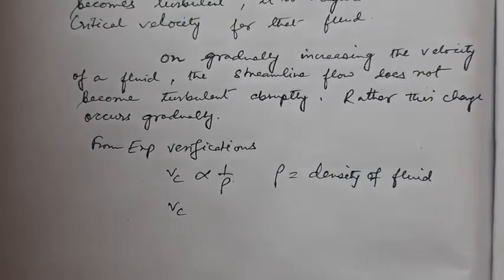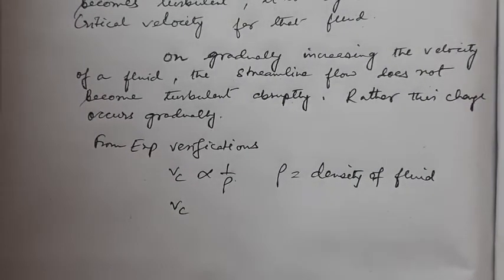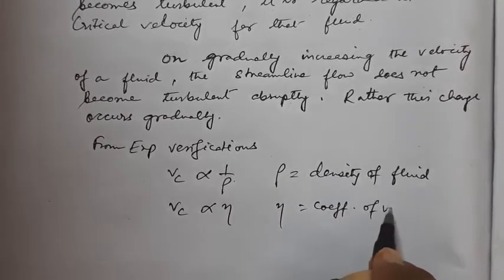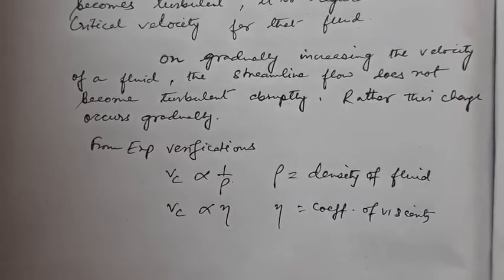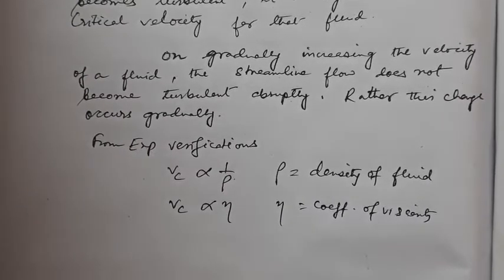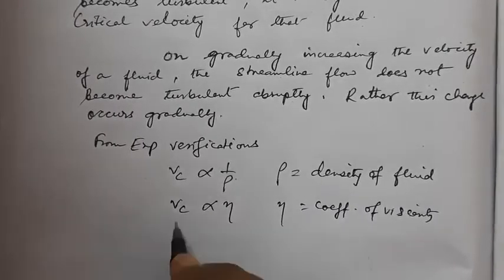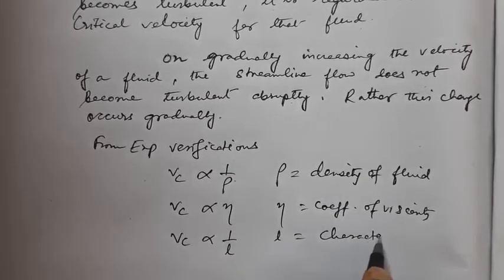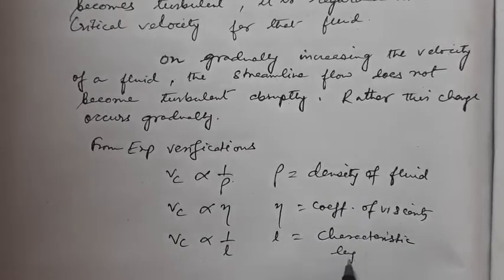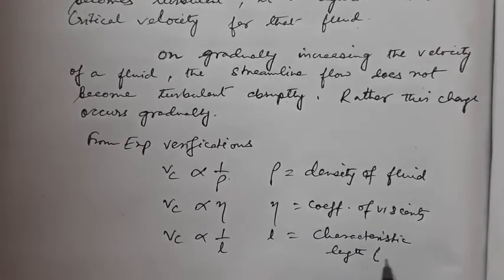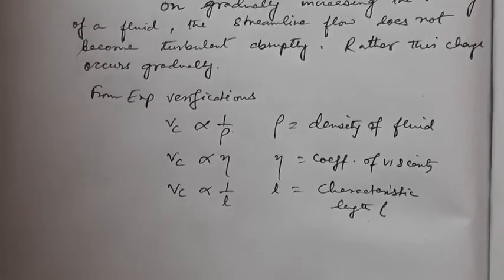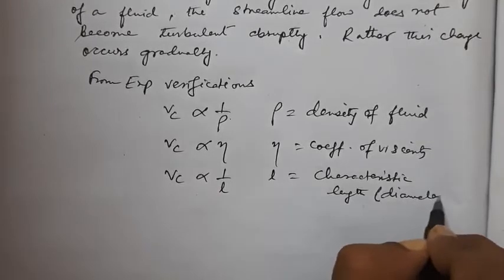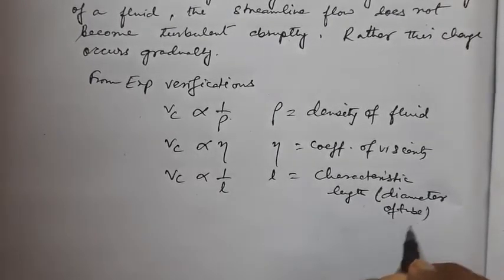Again, Vc or critical velocity is directly proportional to the coefficient of viscosity, that is eta. Eta is the coefficient of viscosity. And one more thing, it is inversely proportional to the characteristic length. L is known as the characteristic length. Now, what is characteristic length? In simple language, we can say characteristic length is the diameter of the tube through which the fluid is flowing.